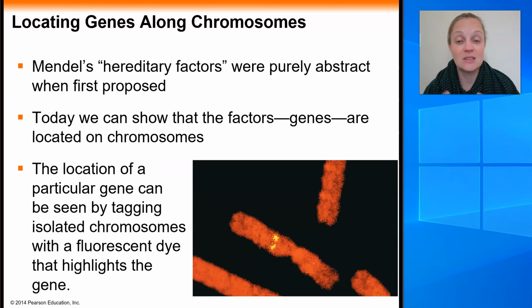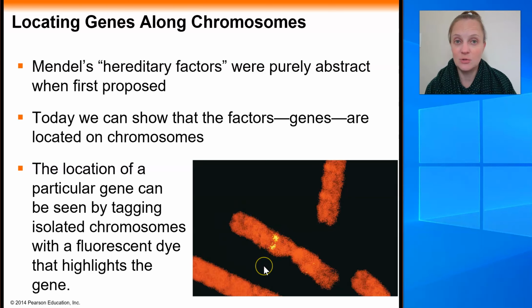So we've got some condensed chromosomes that have been taken out of a cell. They've been stained with a red-orange fluorescent dye. And then we have made a fluorescent probe that can specifically find a certain gene on one of these chromosomes. That fluorescent probe, here you can see it shining in yellow. And this particular gene exists right here in that position on this chromosome.